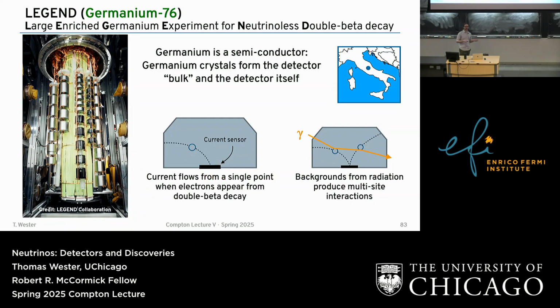And then germanium is also nice because if you have a background like a photon, from some radiation that comes in and it interacts in your detector, it will produce a couple depositions of energy. And so you can differentiate between these two cases. So you can either have a point-like decay, or you can have a multi-site event that you would consider background. So you can tell the difference between some of the possible cases.